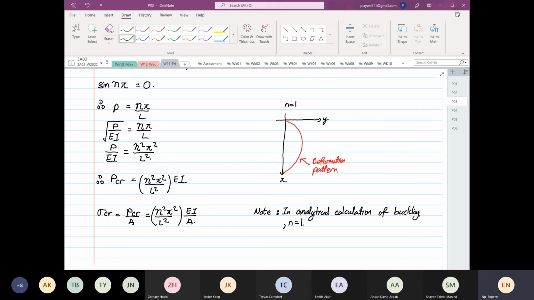There is also a possibility that the structure will fail when n is equal to 2. Can you make a guess how buckling will look like when n is equal to 2? I'll draw for you. When n is equal to 2, the buckling will look this way. Again, this is our deformation.